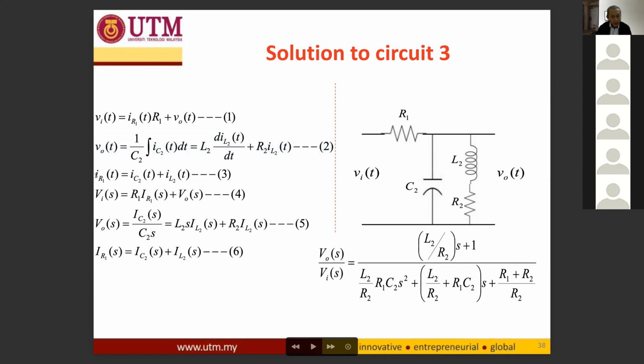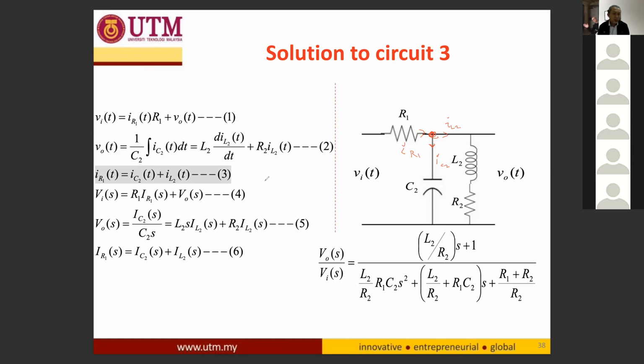Then you apply Kirchhoff current law. Kirchhoff current law is at this node here. There is one current entering this node and two currents exiting from the same node, which are IR1, this part, IC2, this part, and IL2, this part. So equations 1, 2, 3 are in the time domain.